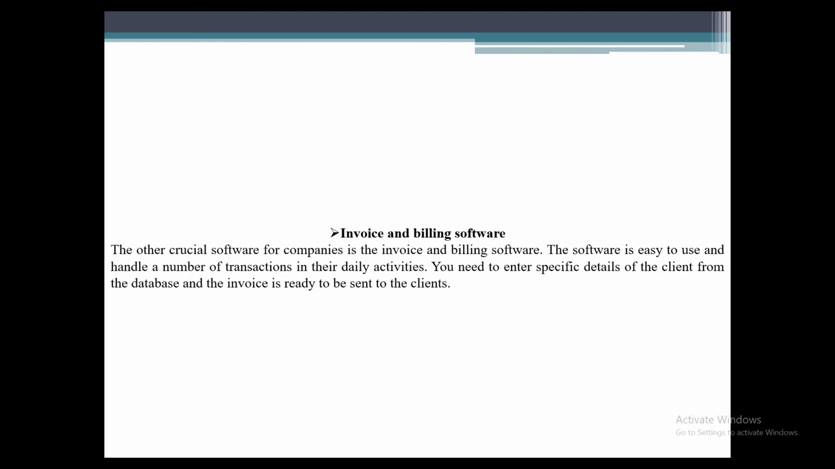Invoice and billing software. Invoice and billing software is another critical piece of software for business. The software is simple to use and can handle a variety of transactions in daily operations. You must enter specific client information into the database before the invoice can be sent to the client.